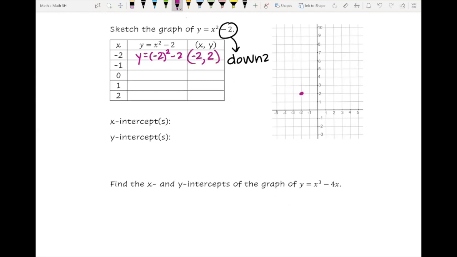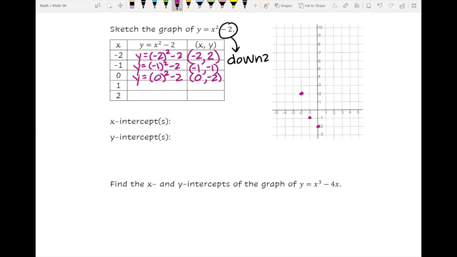And next up, I will substitute in a -1. So (-1) squared minus 2. Again, -1 times -1 is a positive 1. Minus 2 is -1. And that was with the x value of -1. So the point -1, -1. And then subbing in a 0, I get 0 squared, which is still 0. Minus 2, so a -2 for my y value. That was when I substituted a 0 for my x value. So I got the point 0, -2.